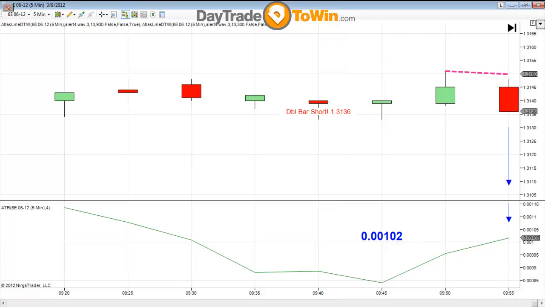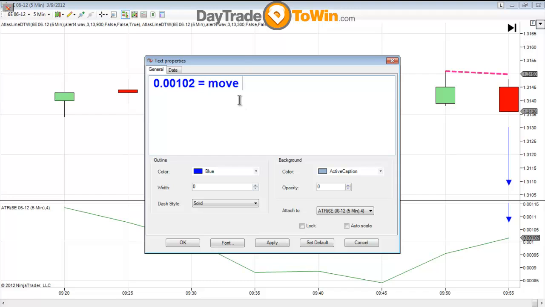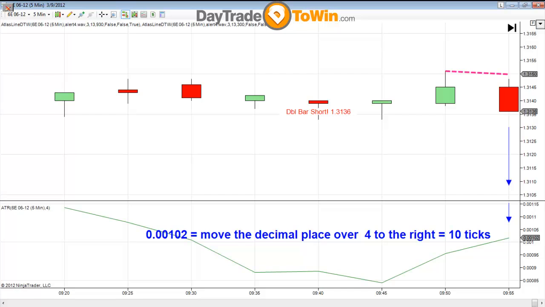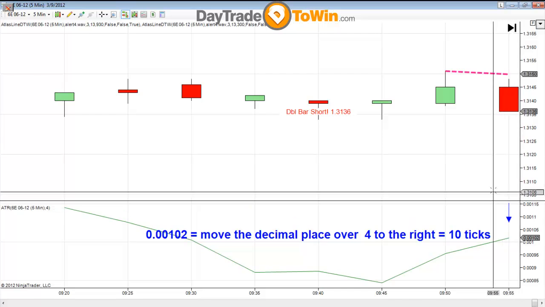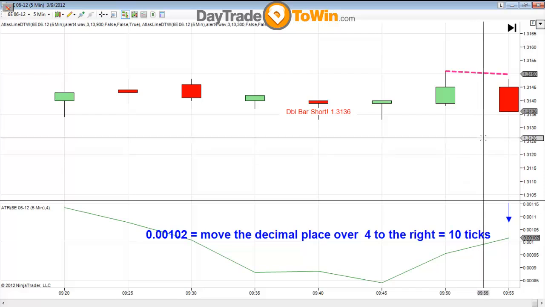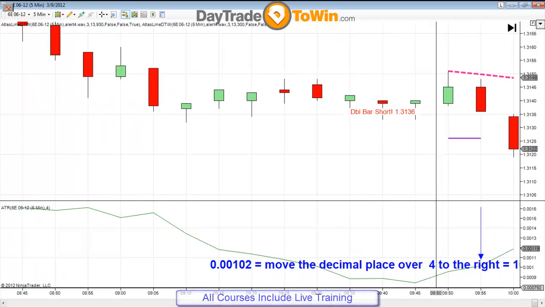Now, what in the world is that? How do I know what that is as far as conferring that with ticks and points and profit? Move the decimal place over 4 to the right, and you have 10 ticks. So 10 ticks, the equivalent of about 2.5 points on the E-mini. That is the relationship of entering short to where I expect it to move. So what's 10 ticks from 31.36? 31.26. So 31.26 right here is my expectation of my profit target. Bam. There it was.